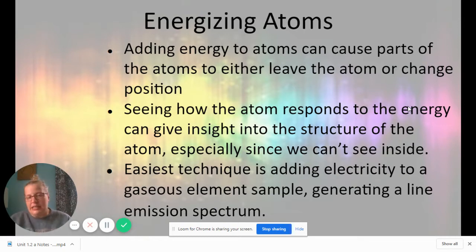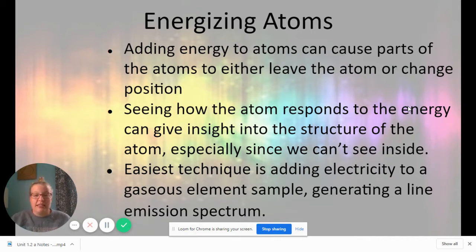The general idea with all of these techniques to probe the inside of the atom is that if you can add energy to atoms, either by adding electricity or some form of electromagnetic radiation, you can cause parts of the atom to either completely leave the atom or change their position in the atom. We can also make the atoms move, flex, stretch and rotate. Then by seeing how that atom responds to the energy you add, and looking at the data it gives back, we can use those numbers to figure out what's going on inside.